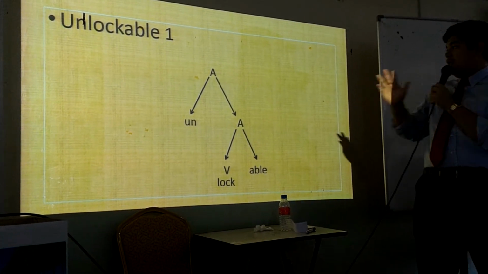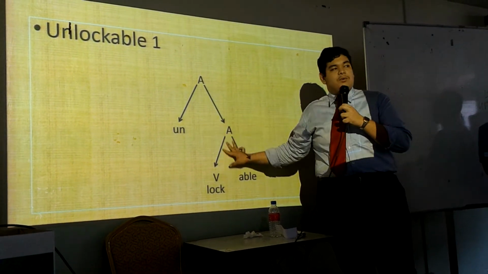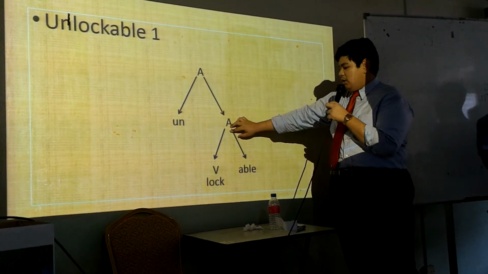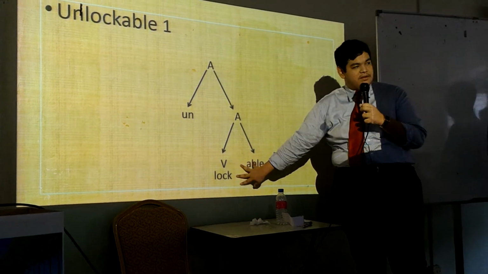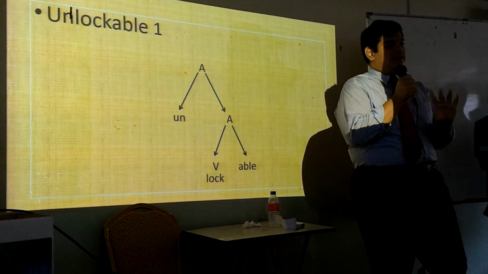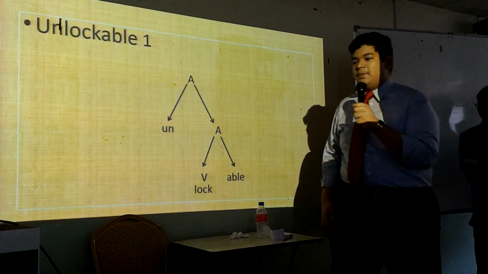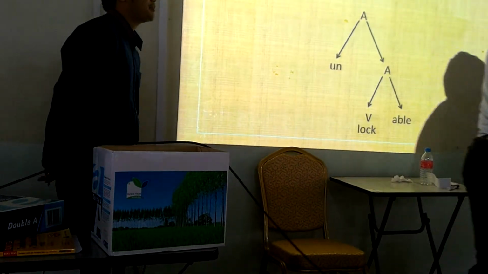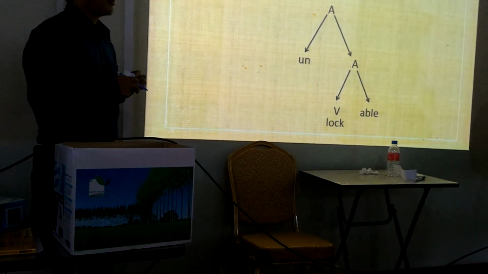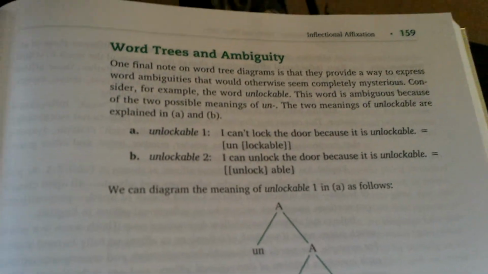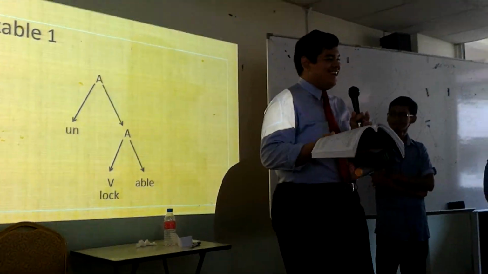For the first one, unlockable, just as usual, first make out the word tree. Unlockable is an adjective, right? So the first is un, and then you divide it into another adjective because lockable itself is another adjective, and lock is a verb, right? Okay, and then able is the suffix. So if I were to ask you, what do you understand from unlockable? Look in the book, page 169. Unlockable one: look at this sentence. I cannot lock the door because it is unlockable. What do you get from this sentence? It means that you cannot lock the door because the door cannot be locked, right?